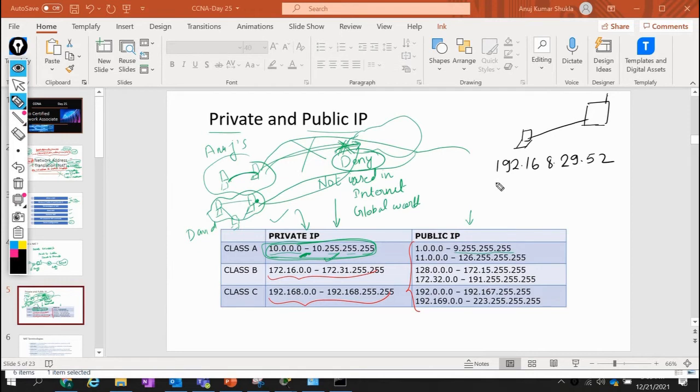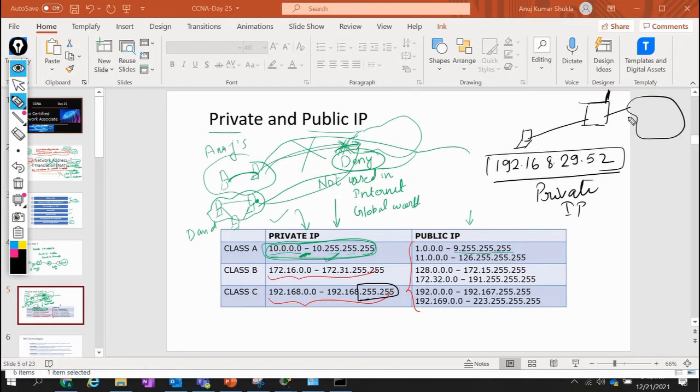Now, if you observe it here, what is this range? 192.168.0.0 up to 255, they all fall in the private IP range. So obviously, this is my private IP, and it is just being assigned from my wireless router to me. And this wireless router will be connected to some ISP router, and that might be using a public IP.